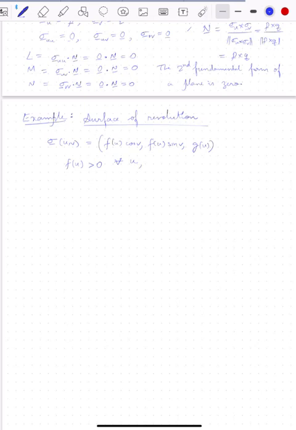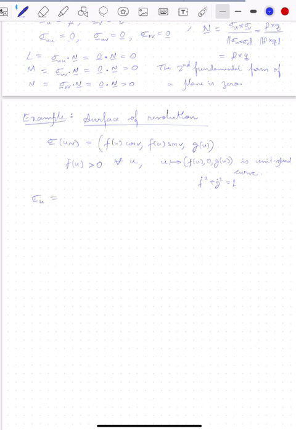So, the profile curve is given by u, 2, f of u comma 0, right? And it's also a unit speed curve, implying that f dot squared plus z dot squared is equal to 1, right? Okay. So now let's go on to determining the coefficients for the second fundamental form.